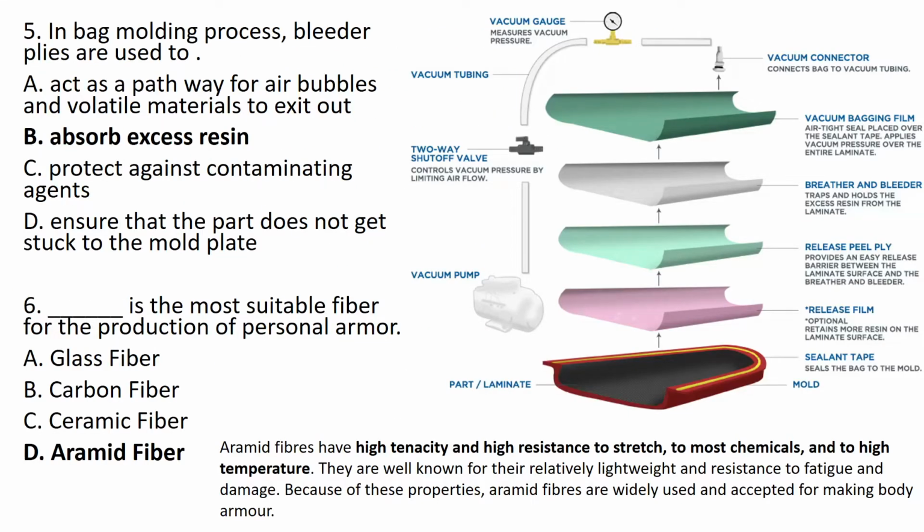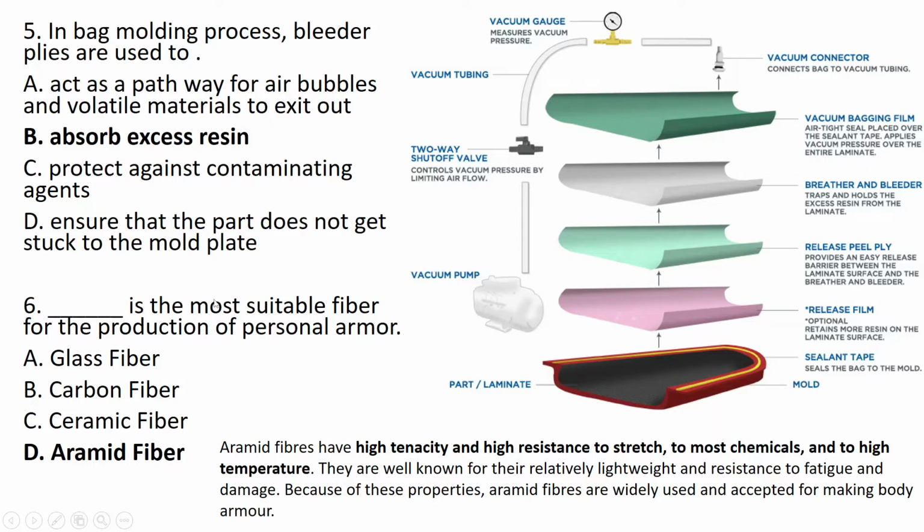Fine. And then the fifth question was about the need for bleeder plies in the bag molding process. As seen in the schematic here, bleeder plies are used for absorbing the excess resin which is sucked out by the vacuum pump, so the main purpose is absorbing the resin, while breather plies are for absorbing the air molecules. Breather will help the composite breathe, and bleeder will stop the excess resin coming out from the composite. So that's why the answer is B.